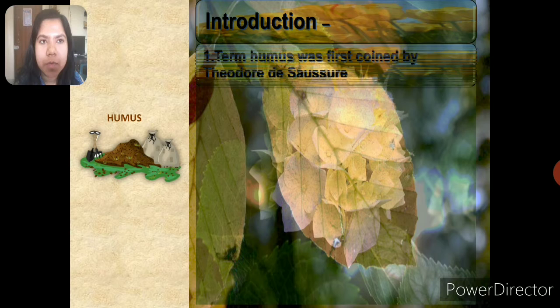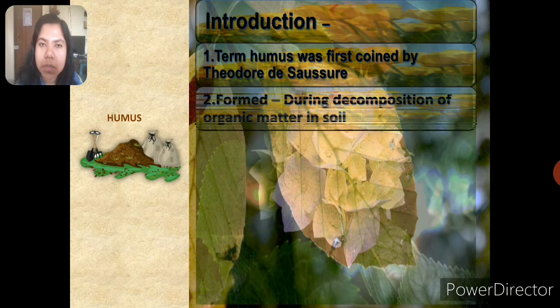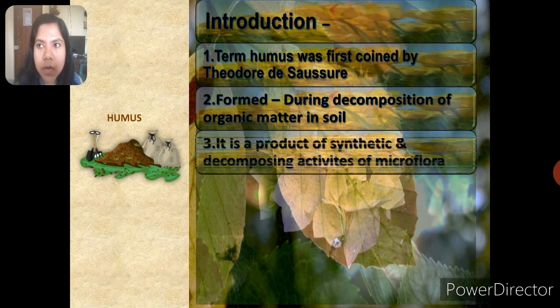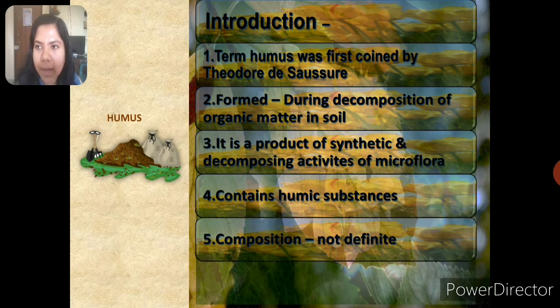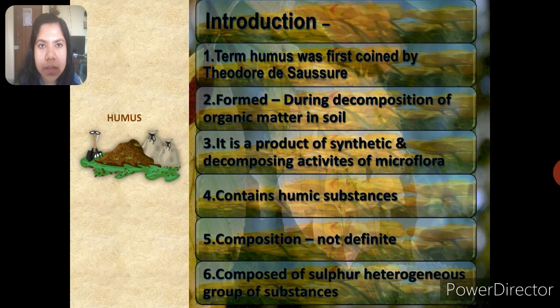The introduction of humus: the term humus was first coined by Theodore de Saussure. It is formed during the decomposition of organic matter in the soil. Hence, it is a product of synthetic and decomposing activities of the microflora. It contains humic substances. Its composition is not definite, and hence it is composed of a heterogeneous group of substances.